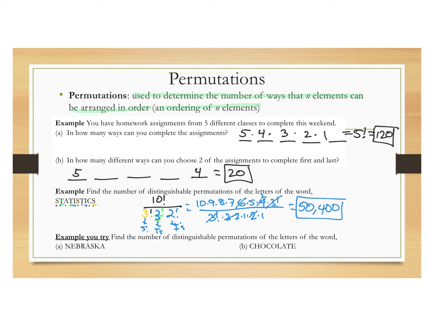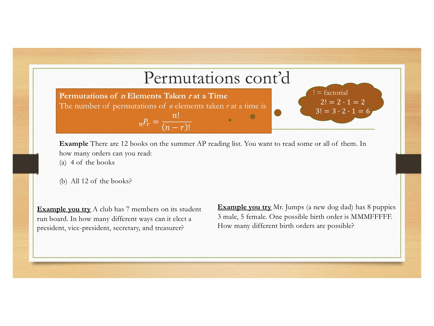I want you to take a minute and try the 2 example you tries. So hopefully for A for Nebraska, you have 20,160, and for letter B, chocolate, 90,720. Now, if we wanted to look at a specific formula in which order does distinctly matter, we can do permutations of n elements taken r at a time. So the number of permutations of n elements taken r at a time, we use this formula nPr, which the calculator will also do.